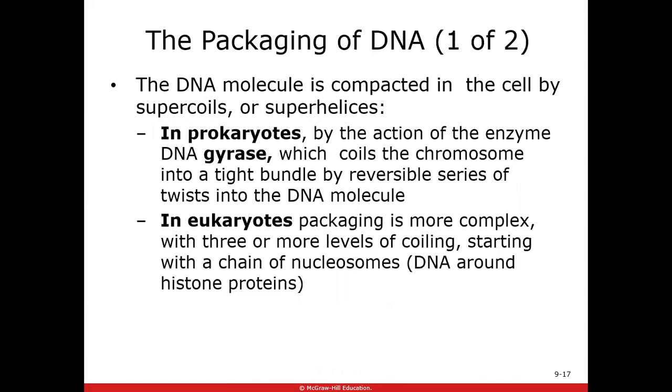Okay, the packaging of DNA. The DNA molecule is compacted in the cell by supercoils or superhelices. In prokaryotes, it's done by the action of an enzyme called DNA gyrase, which coils the chromosome into a tight bundle by a reversible series of twists into the DNA molecule. In eukaryotes, the packaging is more complex, with three or more levels of coiling, starting with a chain of nucleosomes, DNA around histone proteins.